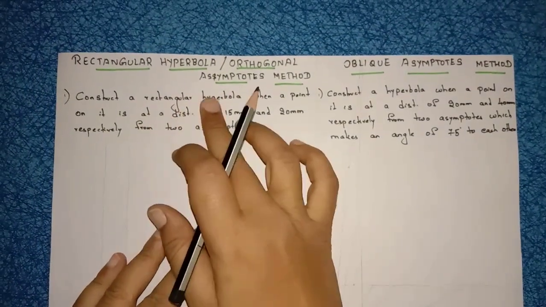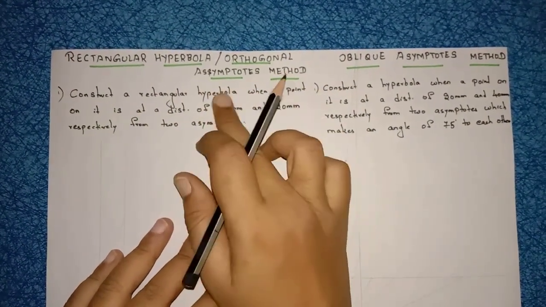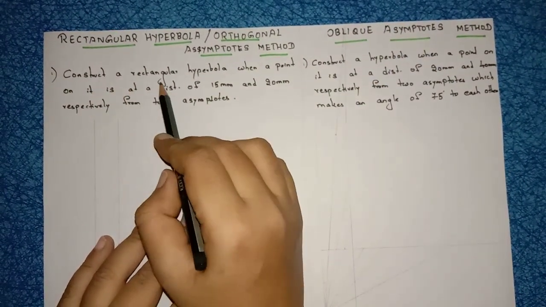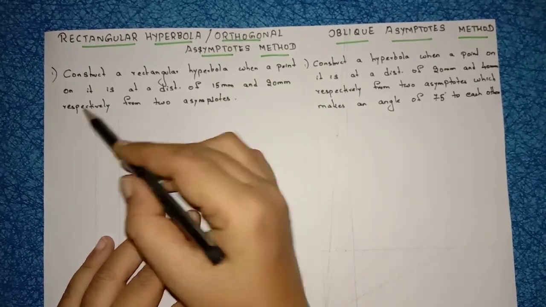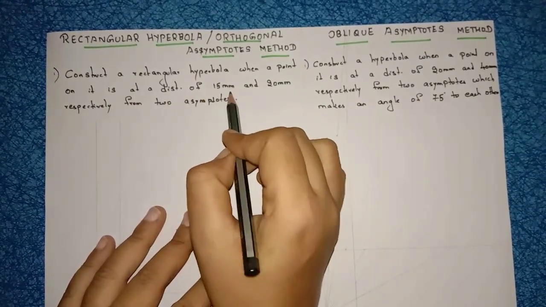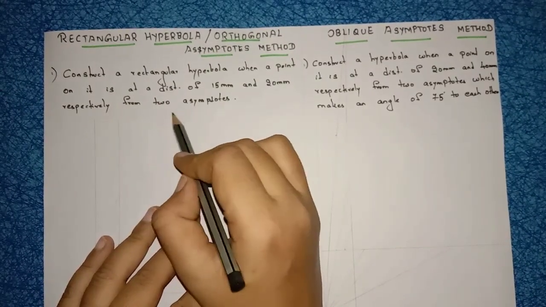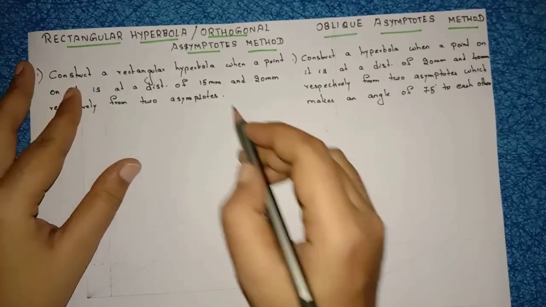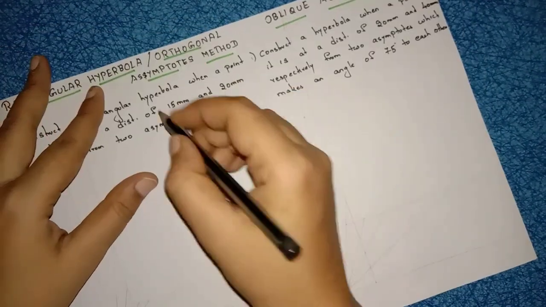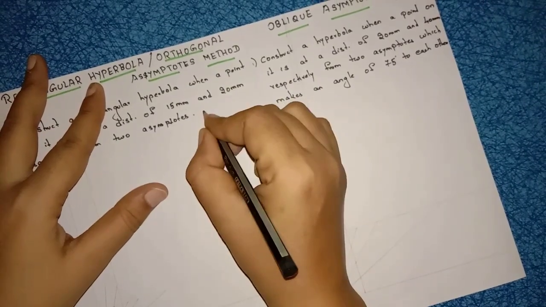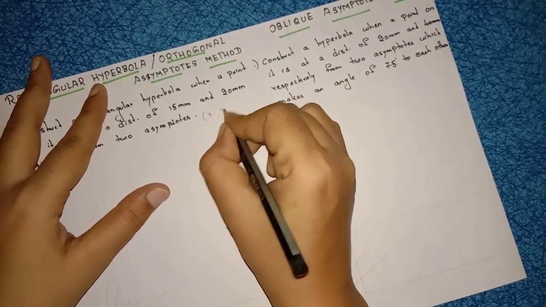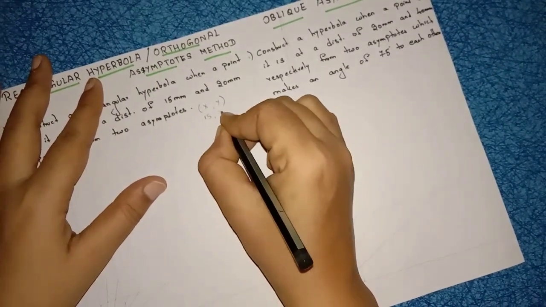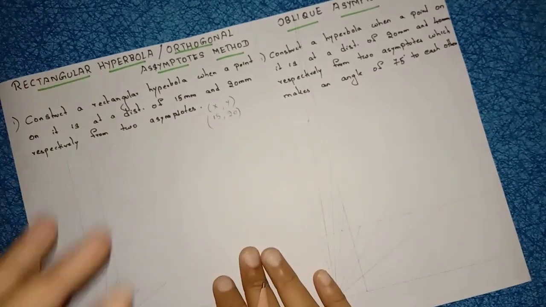So this is rectangular hyperbola, or we can call it orthogonal asymptotes method, right? So first let us see the question. Construct a rectangular hyperbola when a point on it is at a distance of 15 mm and 20 mm respectively from 2 asymptotes. If you observe the question carefully, here they mention only 2 distances, 15 and 20. Whenever such questions mention this, it looks like an x coordinate, y coordinate, right? In x coordinate you have to mark 15 mm and in y coordinate you have to mark 20 mm, right?